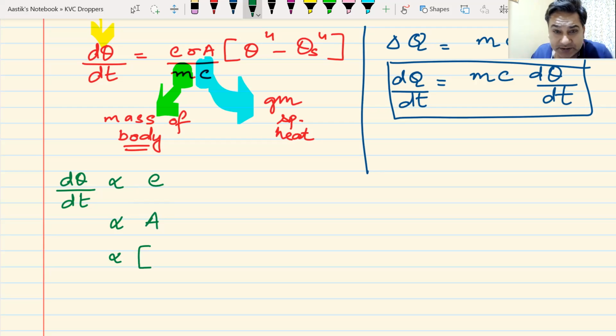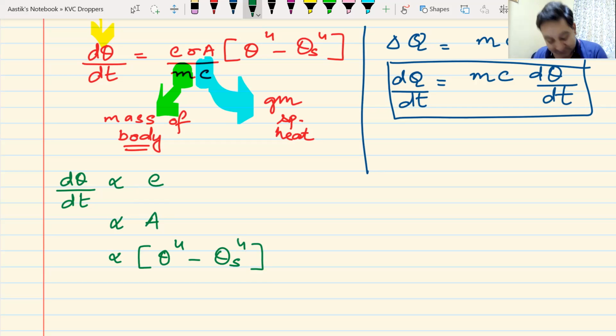It depends on the difference between your temperature and the surrounding temperature. The actual relation is theta raised to the power 4 minus theta s raised to the power 4. Remember, both have to be in Kelvin. So when the body is very hot, it cools down faster, but when it comes near the room temperature, the rate of cooling becomes drastically slow.